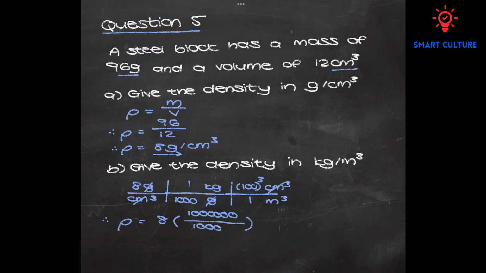Okay, and then I'm going to cancel out those extra zeros, and our density is equal to 8 times 10 to the power of 3 kilograms per meter cubed. That is the end of today's lesson. I hope that helped you in better understanding density.